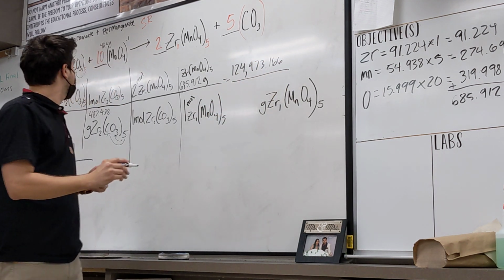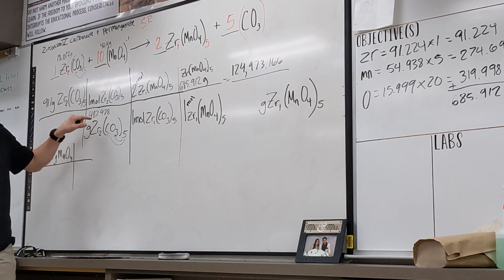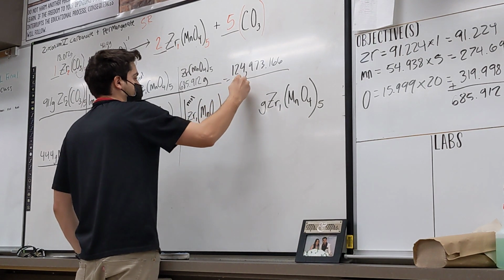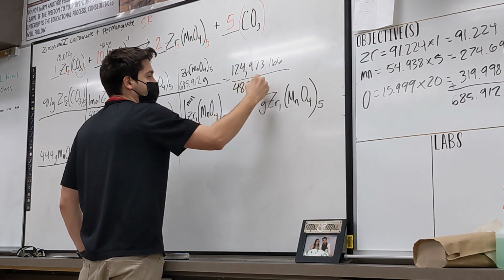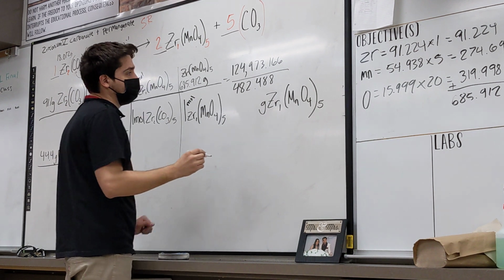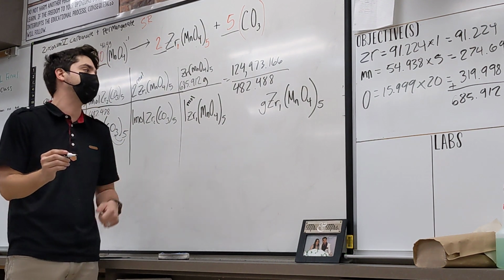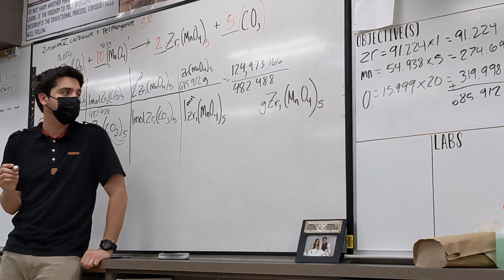All right, and then we got to times 482 times 1 times 1. So it's the same number, 482.488. All right, so what's 124,973.166 divided by 482.488?